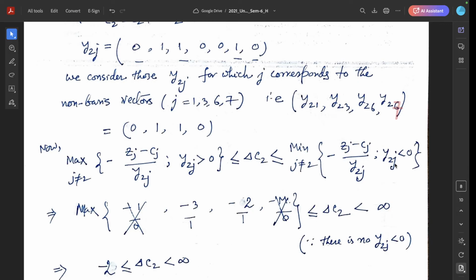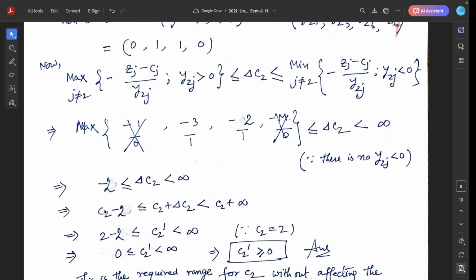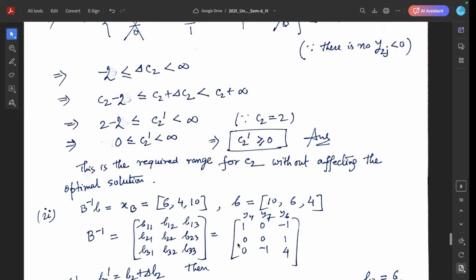And there is no y2j negative, so this is infinity, so less than infinity. So adding C2, C2 minus 2 less than or equal to C2 plus delta C2 less than C2 plus infinity. So 2 minus 2 less than or equal to C2 dash less than infinity. That is 0 less than or equal to C2 dash less than infinity. So C2 dash, that is the new value C2 dash, is greater than or equal to 0. And this is the required range for C2 without affecting the optimal solution.